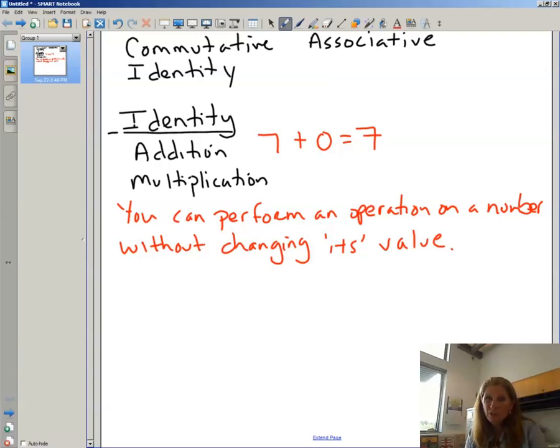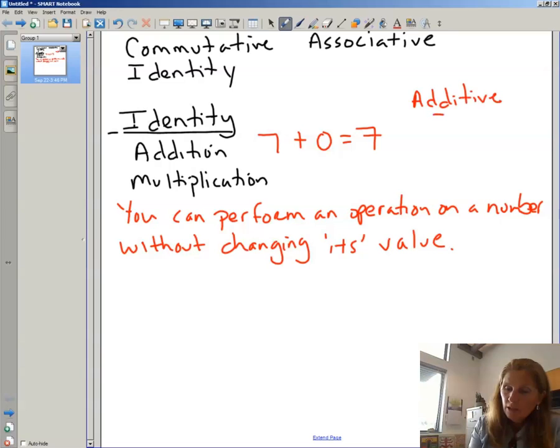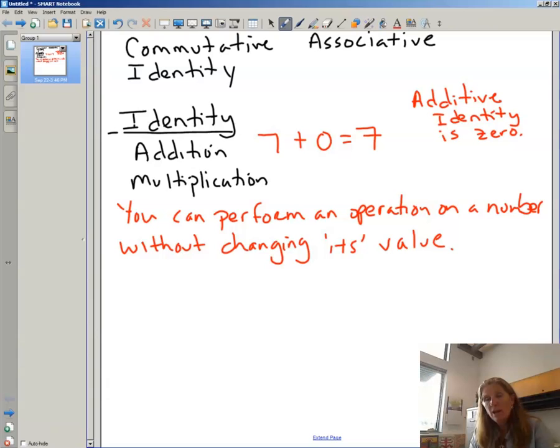It's 0. It's called the additive identity because we can add 0 to something without changing its value. So let me write that down. Additive identity is 0. The additive identity is 0 because when you add 0 to something, it doesn't change its value.